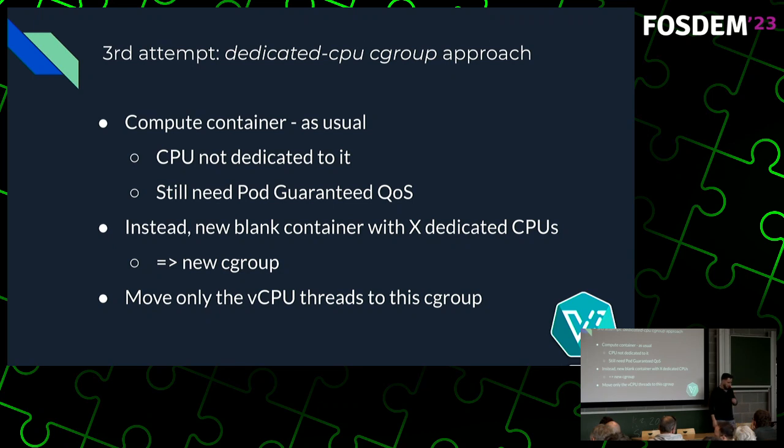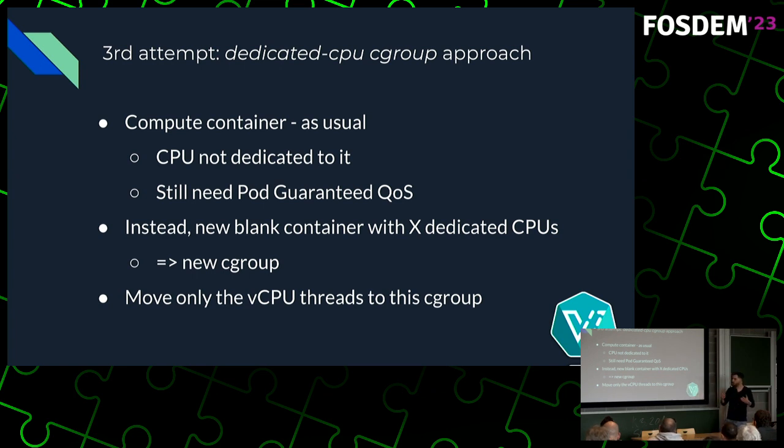So a third attempt, which I'm calling the dedicated CPU Cgroup approach. Here's the idea. The compute container stays completely as it is. We won't touch it at all. We would allocate it with CPUs that are not dedicated, sorry, they are shared CPUs. But remember that the pod still needs to be with guaranteed QoS, and I'll explain why. So what we will do is add another container, which is basically a blank container with X dedicated CPUs. And as I said, every container creates a new Cgroup, so it will create a new Cgroup for us.